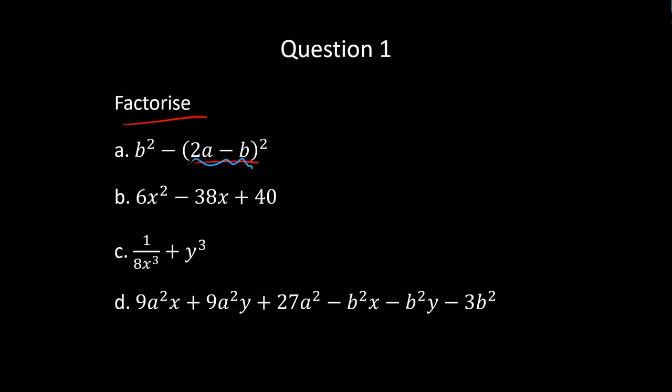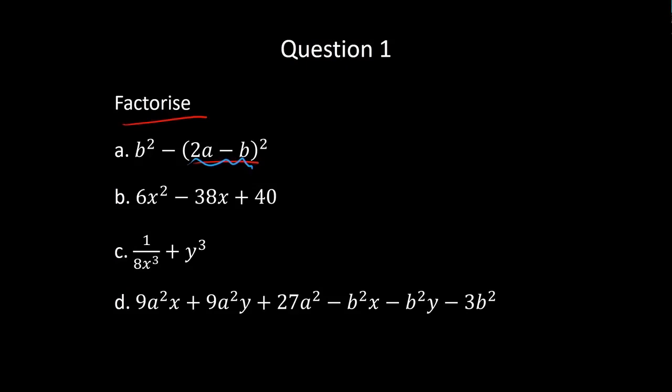If you want to, but it will make life more complicated for you, you can say, well, let 2a minus b equal x, and then you can see that this question will be b squared minus x squared. And then maybe you can spot the difference of two squares there. All right, so we've got one with the minus, one with the plus. Both are perfect square terms.